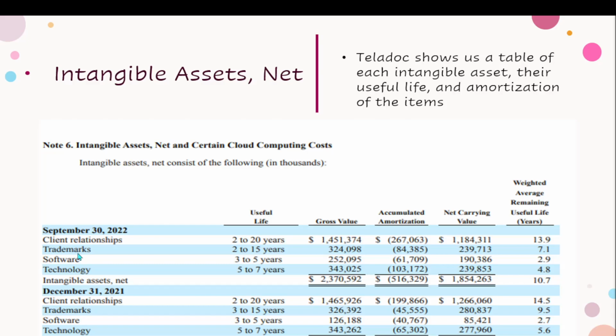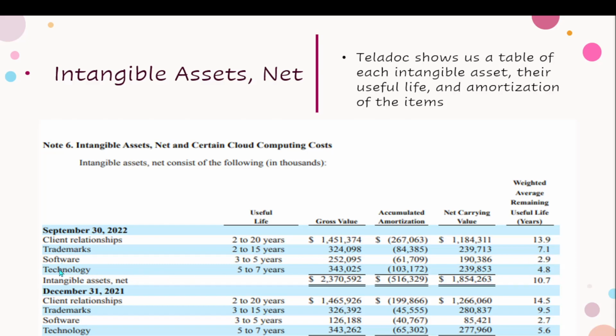So they have trademarks, software, technology. So here for their trademark, they're saying 2 to 15 years. And then they're saying that the gross value of this is 324 million. They're marking it down through amortization of 84 million right here. And the net carrying value is 239 million. It has a useful life of about 7.1 years left over.